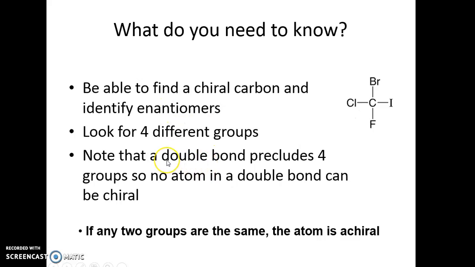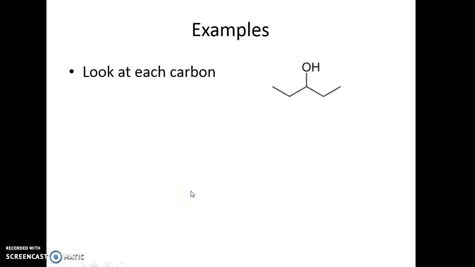Be sure to notice, because a double bond has only 3 different groups on it, you can't have a chiral carbon there. It has to have 4 groups. No atom in a double bond can be chiral. Also, if any 2 groups are the same, and this means not just the first atoms, but the atoms after that in the group, if any 2 groups are the same, the atom's achiral.